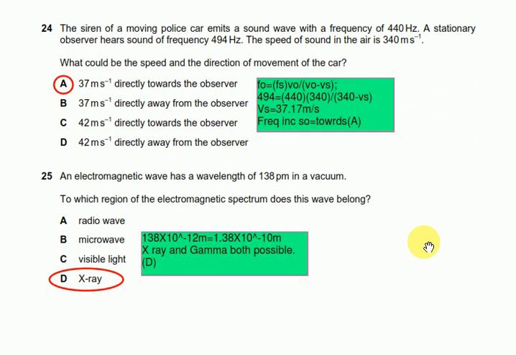Question number 25 says an electromagnetic wave has a wavelength of 138 picometer in a vacuum. To which region of the electromagnetic spectrum does this wave belong? Picometer is 10 raised to the power negative 12. So 138 into 10 to the power negative 12 is 1.38 into 10 to the power negative 10 meters. So that region can belong to X-rays and can also belong to gamma rays. Because gamma rays are not in the option, X-ray is the appropriate answer.